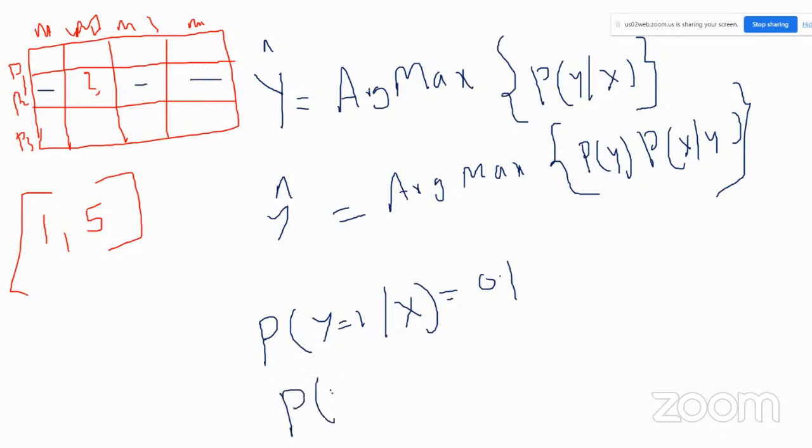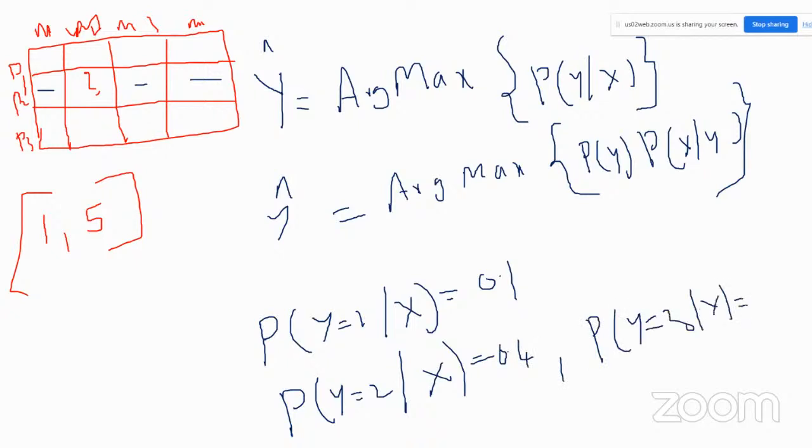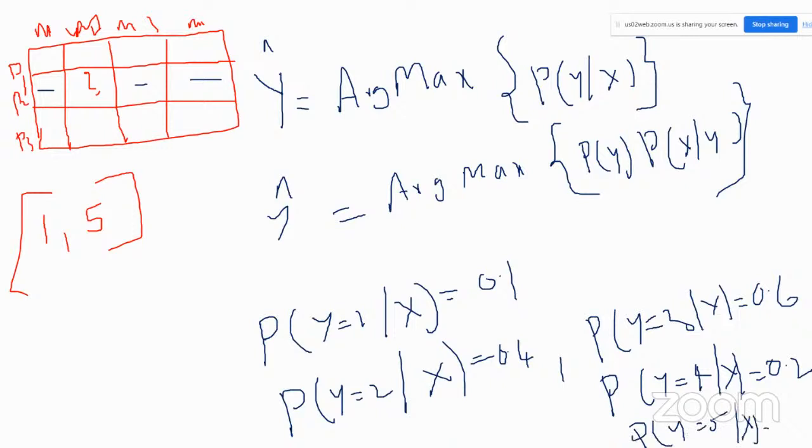Similarly, the probability of rating 2 given X feature vector is 0.4. Similarly, the probability of Y equal to 3, that means rating 3 given X, is 0.6. And the probability of Y equal to 4, the rating is 4 given X, is 0.2. In a similar way, we can finally calculate the probability of rating 5 prediction, which is 0.01. So by using the Bayesian classifier, we have to calculate all the ratings.